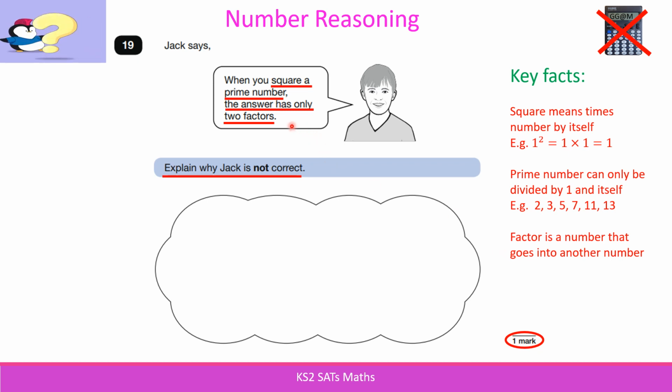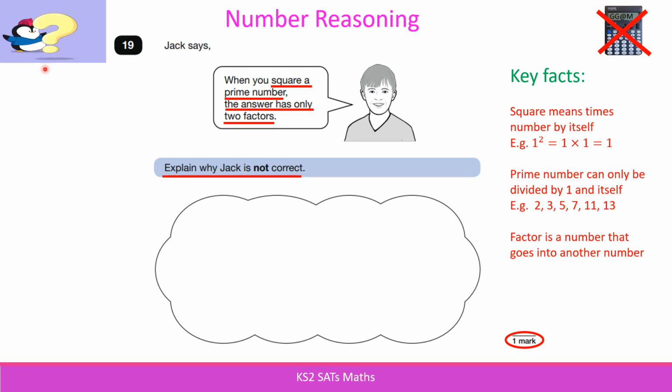So you've got to show that it is only 2 factors, and you've got to say why it is not correct. So think of a prime number, square it, and show that the answer has only 2 factors, or in this case, is not correct, so it doesn't have 2 factors. Show it's got more or less than 2 factors, and then you've got to write your answer in this bubble here. Press pause, have a go at working out the answer, and then press play when you're ready to hear the answer.